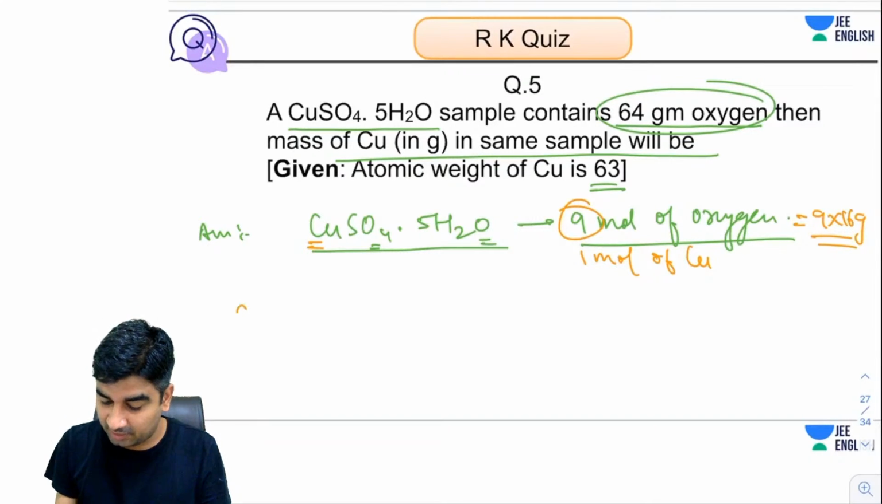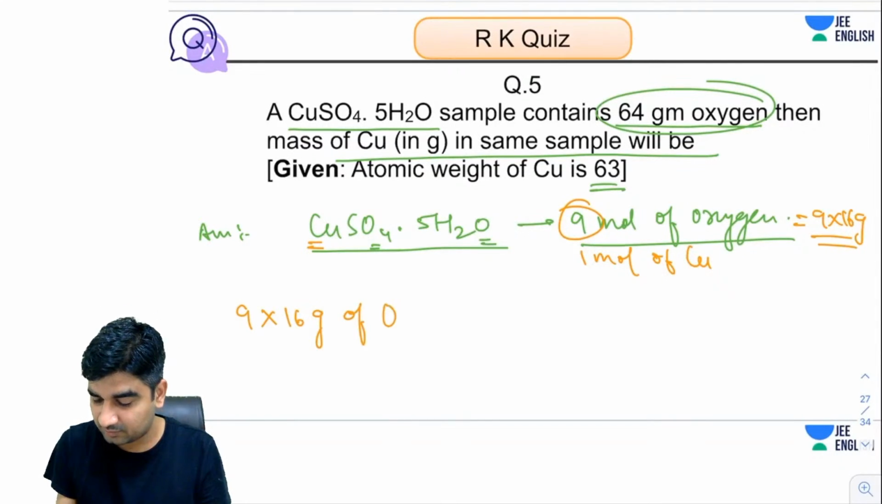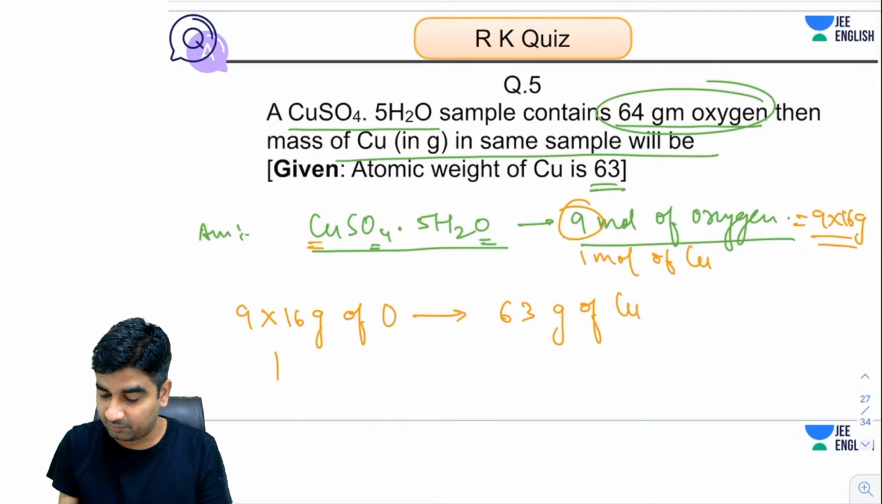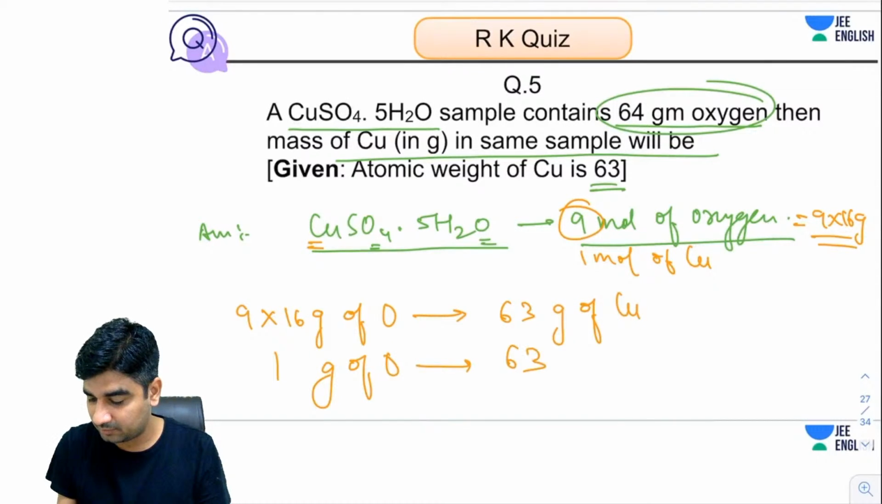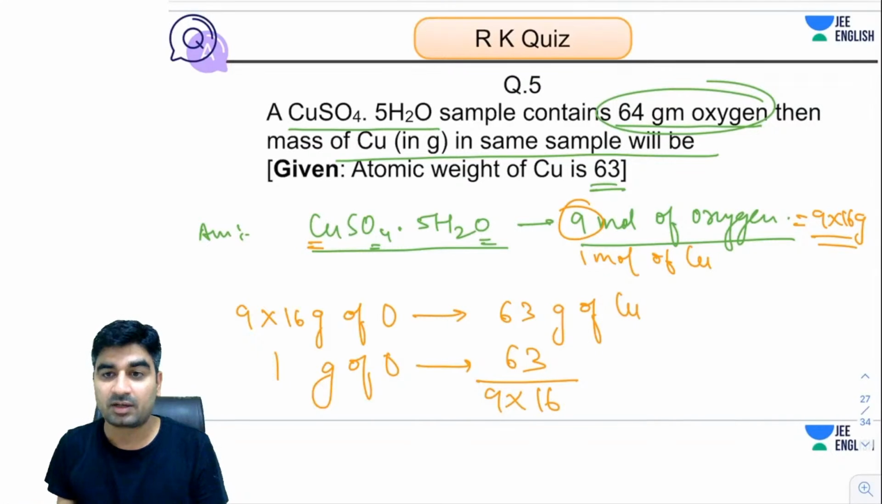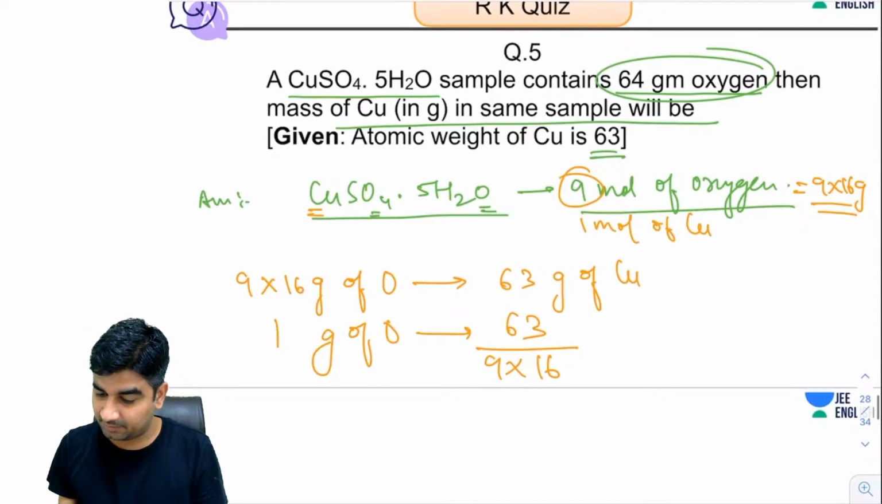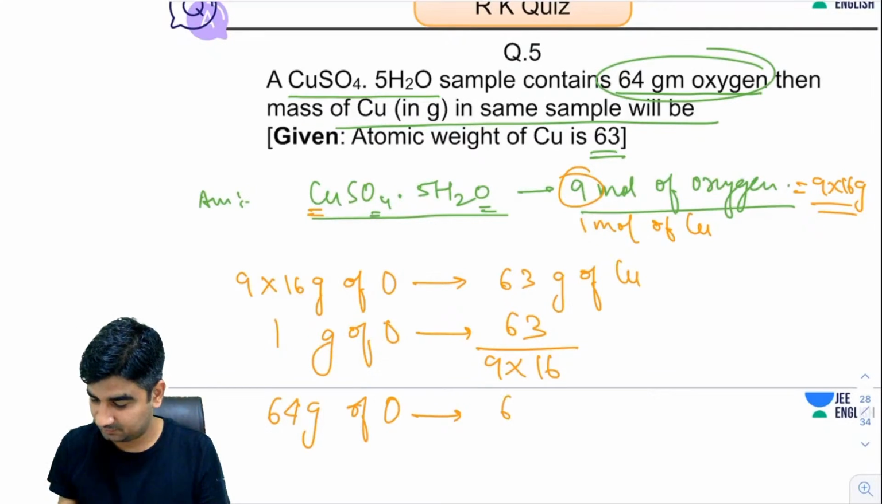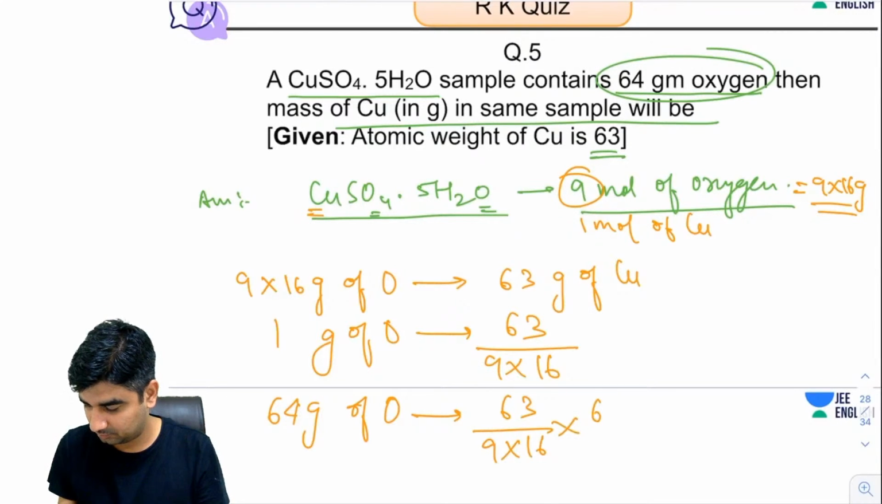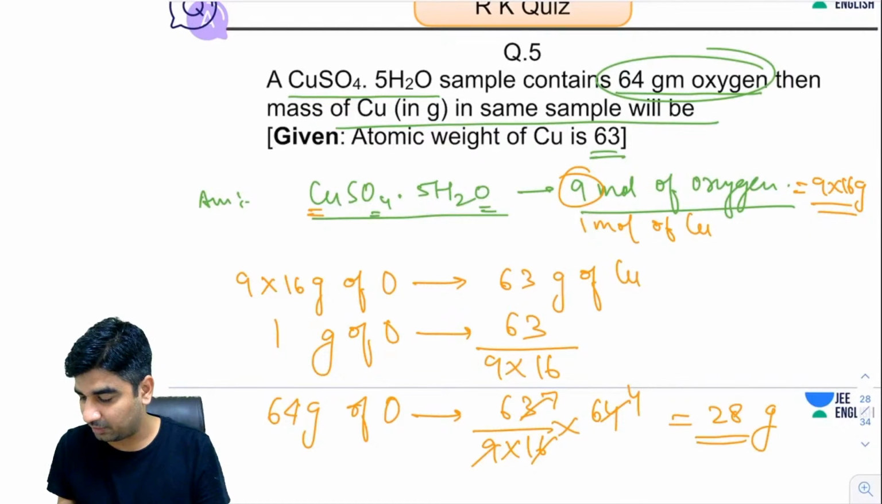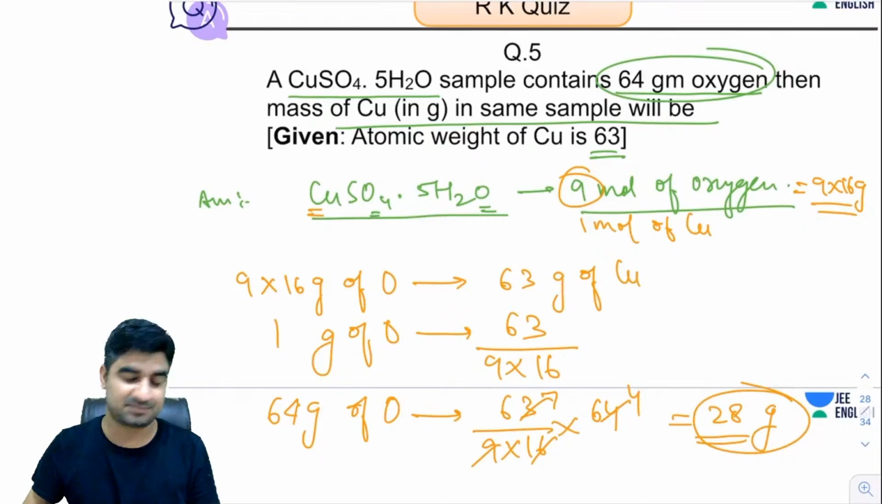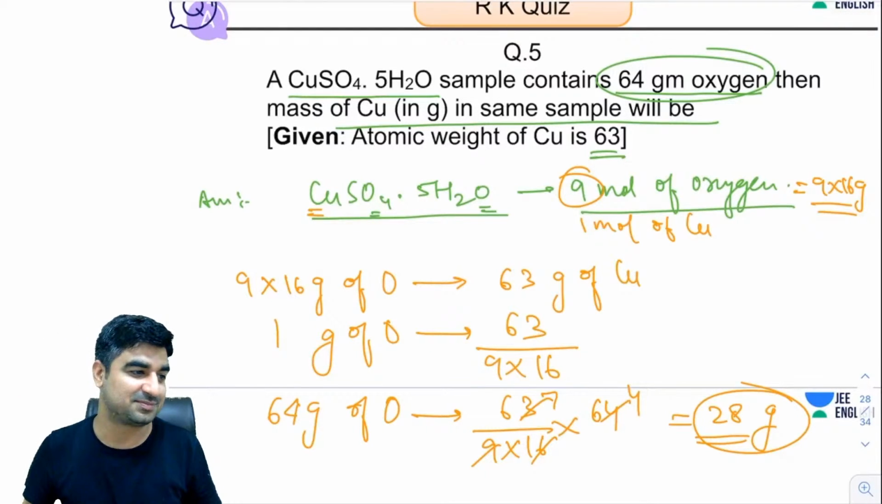So I can also say if 9 into 16 gram of oxygen is there, then 1 mole means 63 gram of copper will be there. And if 1 gram of oxygen is there, then it will be that much. And if I'm taking 64 gram of oxygen, simply unitary method. So it is 4, 7. So you are going to get 28 gram of copper. I hope you got it. Yes, Triveni.